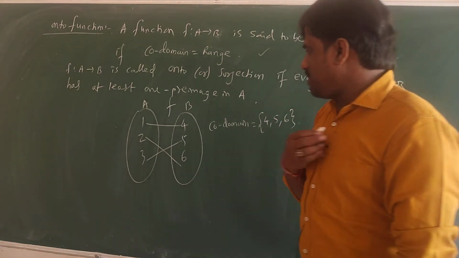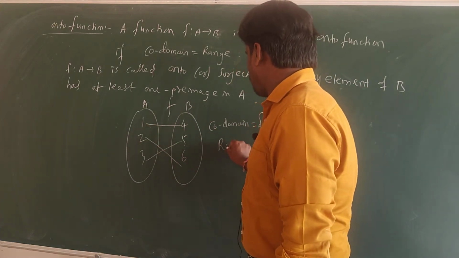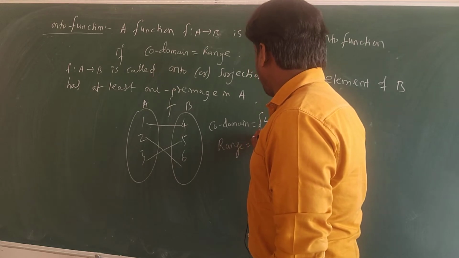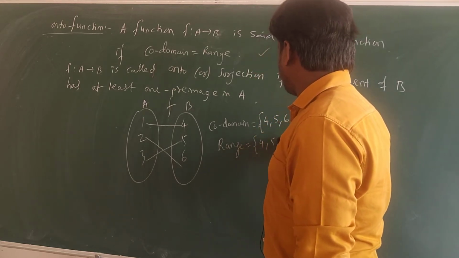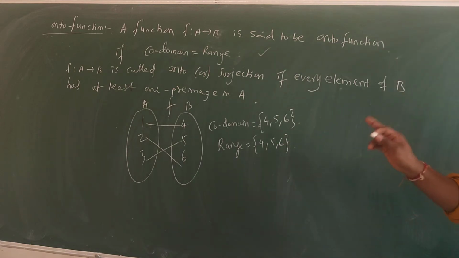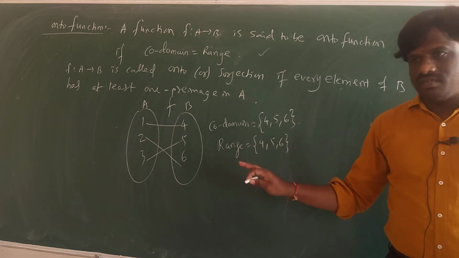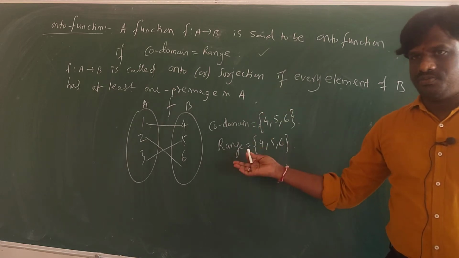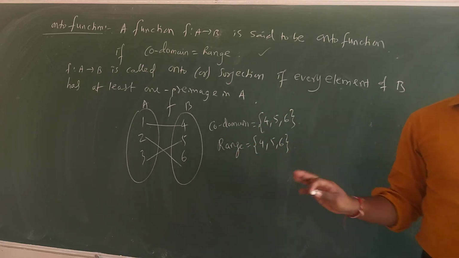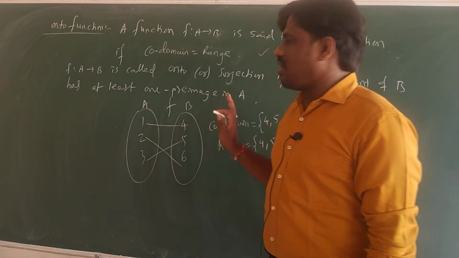What is the range of the function? Range means the elements which have an image. So elements 4, 5, 6. The range is also 4, 5, 6. It means in this case, range is equal to codomain. So this function is onto. This function is one-one, and this function is onto. So this is also called bijective. I will explain that next. So this is called an onto function.